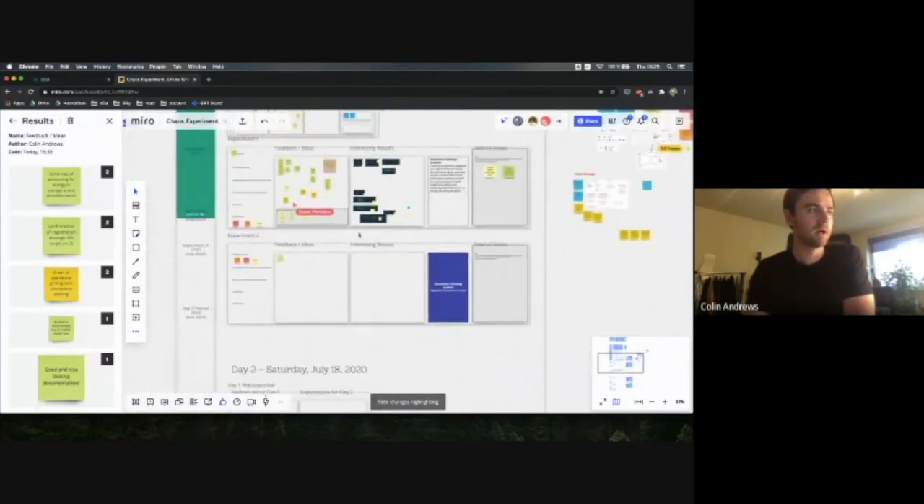But for now, let's dive right into experiment 2, unless there's anything else we need to go over.